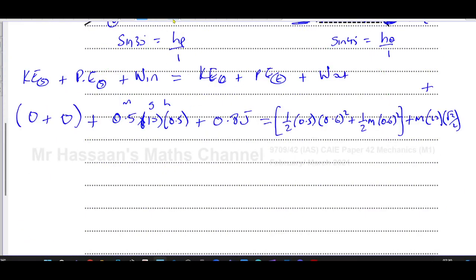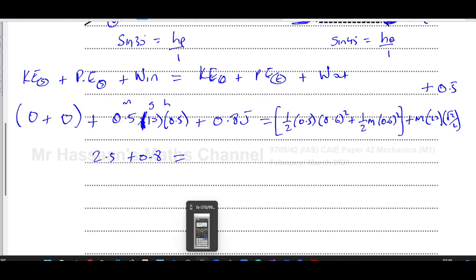And now I've run out of a bit of space here, so I'll just put it up here. I should really have planned that a bit better. So 0.5. This is before, this is after, and now we have to find m. Everything we need is here. So you have 0.5 times 10, which is 5, times 0.5. That's 2.5 plus 0.8 equals 0.5 times 0.5 times 0.6 squared.